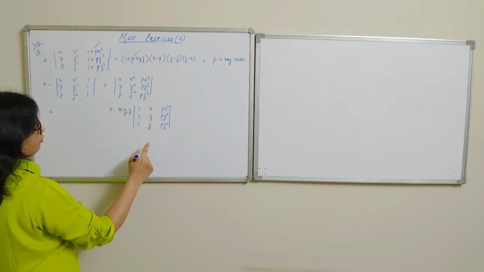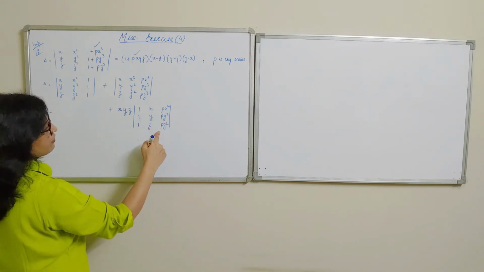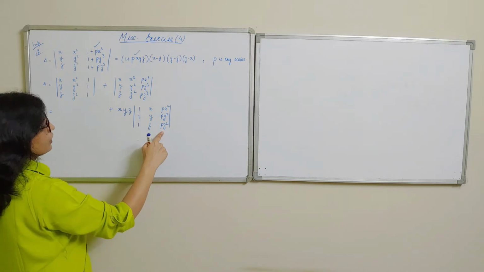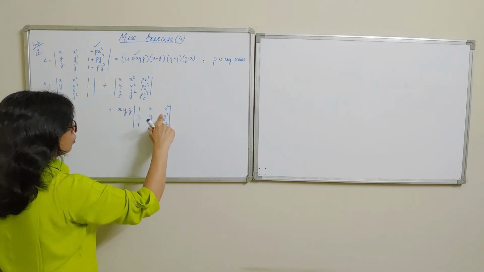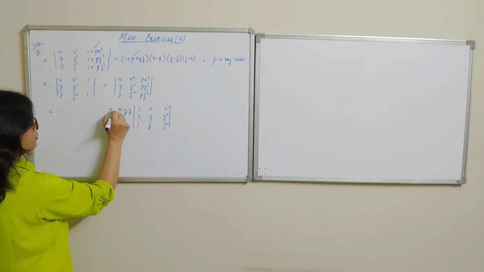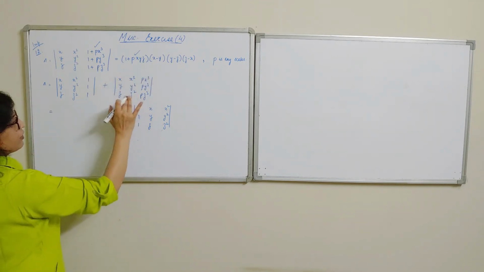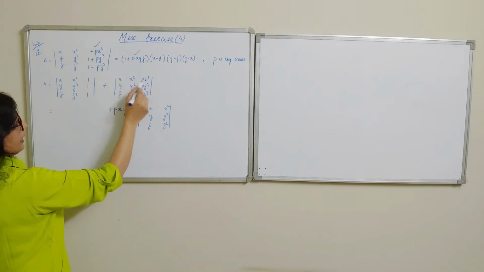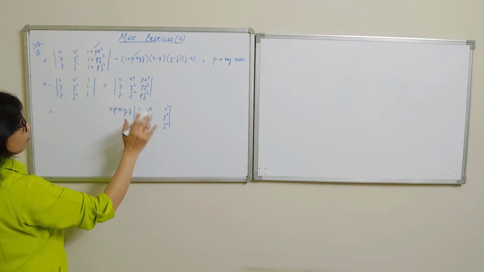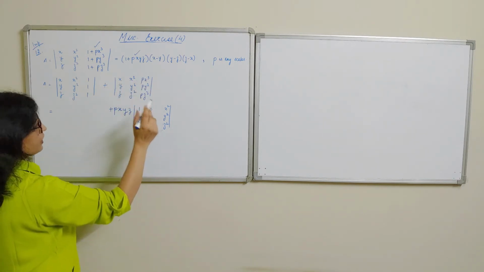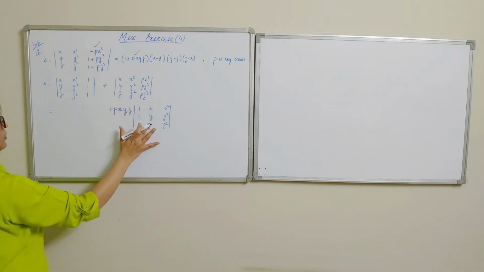In the same step, if you notice, there is a factor p which is common in the third column. So I am taking this p also common from here in the same step, like this. Alright, so that means from this step we have taken 4 things common. X, Y, Z common from the 3 rows respectively, and p common from the third column. So this we have done in one step.